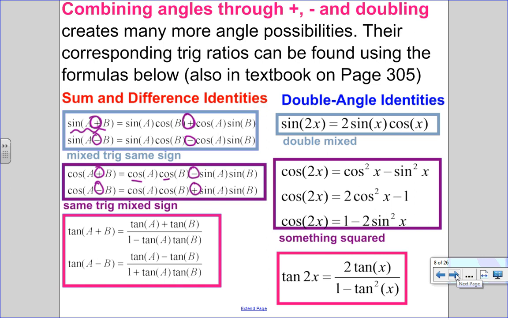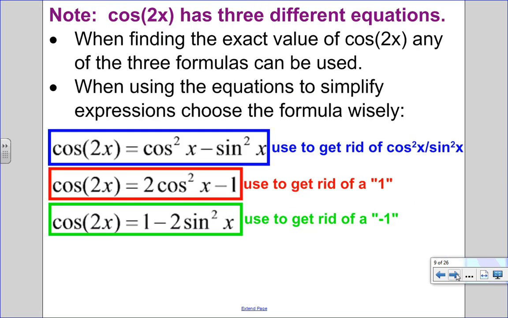So what we're going to do is a whole bunch of questions where we're combining them by adding, subtracting, or even quite possibly doubling them. Now I want to focus on cos 2x for a minute because there are 3 different formulas to use. So you really have to be choosy and choose wisely which one you want to use. Here's what I do. I use the first equation if I'm trying to simplify an expression where I want to get rid of a cos squared or a sine squared. I use formula number 2 if I want to get rid of a 1, because see, I'm minusing a 1. So if I wanted to get rid of a 1, I could combine that. And then I use formula 3 if I'm trying to get rid of a negative 1, because there's a positive.